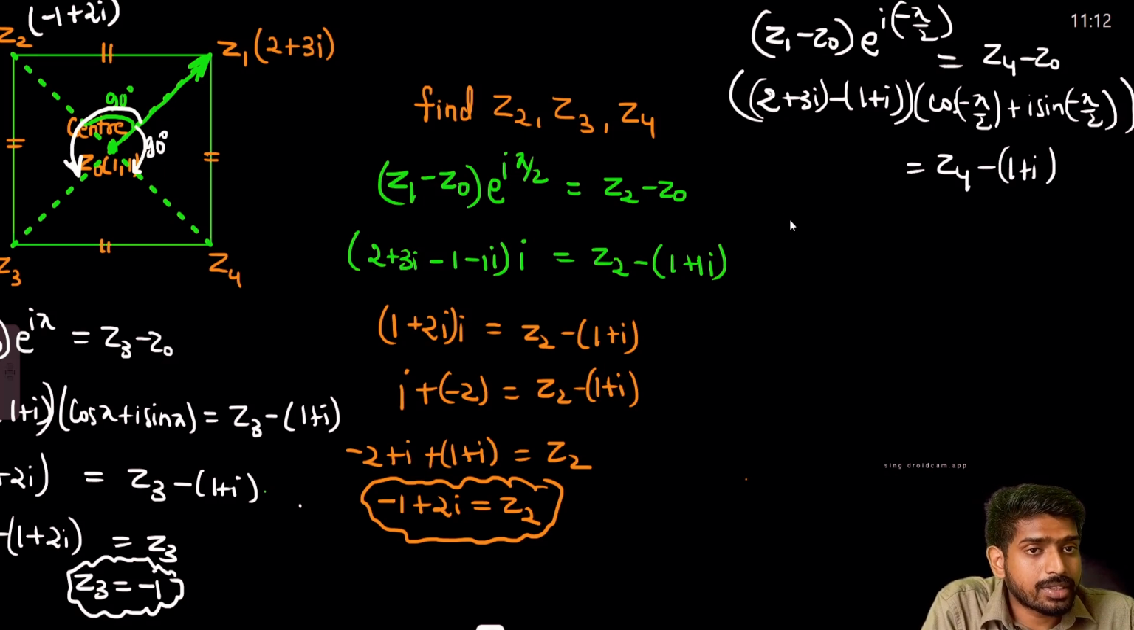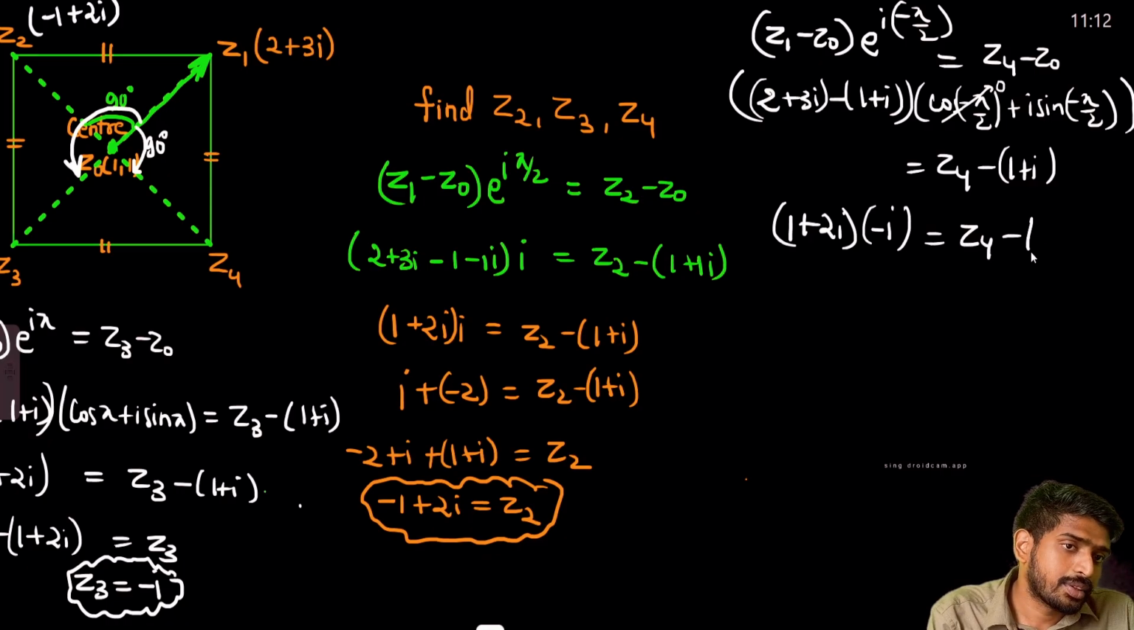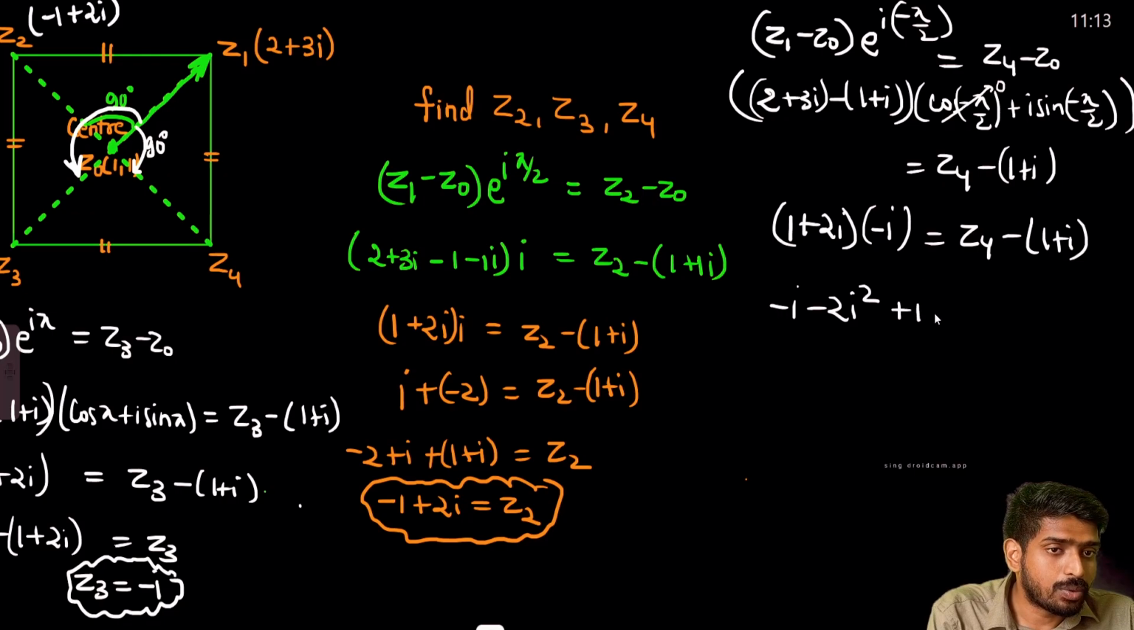2 minus 1 is 1, 3 minus iota is plus 2 iota, multiplied by cos 90. Cos minus 90 is cos 90, and cos 90 is 0. So this value is 0. And this value will be minus 1, so minus 1 into iota is minus iota. Here I'll be multiplying it with minus iota to get z4 minus 1 plus iota. So here I'll get minus iota minus 2 iota square. This 1 plus iota I'll send to that side, I'll get plus 1 plus iota is equal to z4.